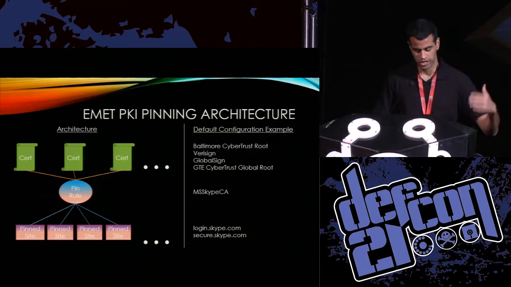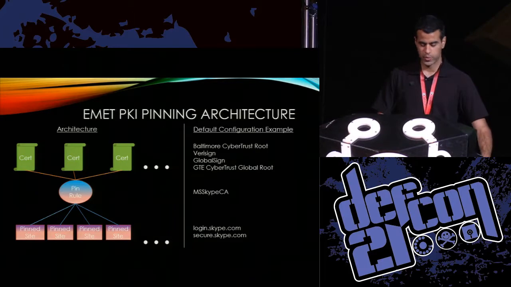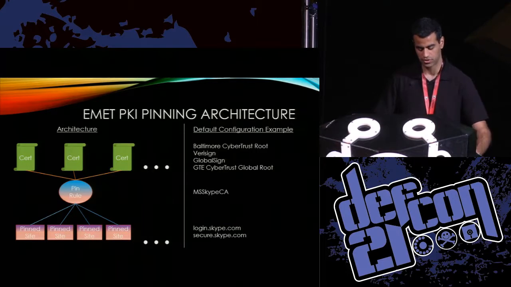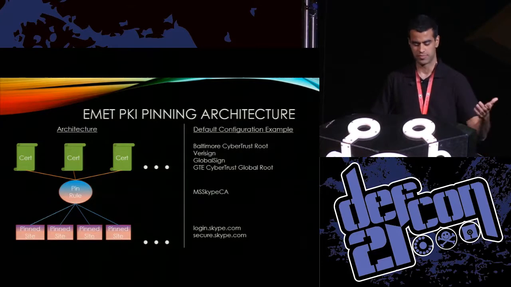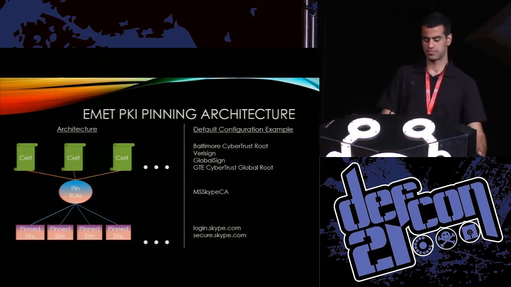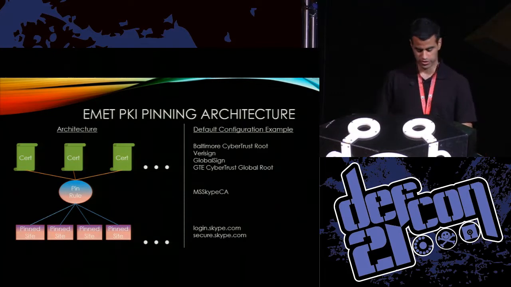So this is what our architecture looks like for the PKI subsystem. Basically, we have a bunch of pinned sites. In this example, I'm taking the Skype example. So we have a bunch of pinned sites at the bottom, for example, login.skype.com and secure.skype.com. They're obviously both Skype services, so they would share the same pin rule, which would be the MS Skype CA. And the expectations that we're forcing via the definition of pinning are pinned to things that we expect to see, like Baltimore CyberTrust, VeriSign, GlobalSign, and GTE CyberTrust. So in general, different services under the same organization share certificates that they pin to.